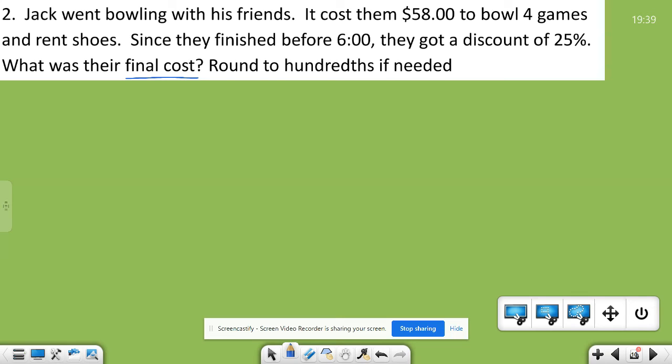So Jack went bowling with his friends. It cost them $58 to bowl 4 games. We don't really care about that. We just care about the fact that their bill was $58. If they got a discount of 25%, well, there's your percent. The word discount means to subtract.